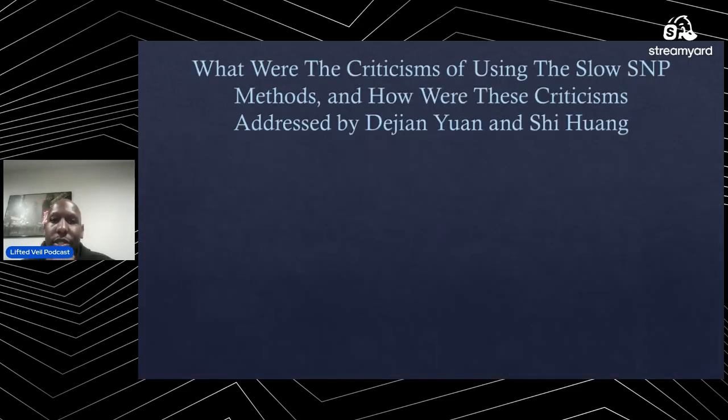What were the criticisms of using the fast S&P methods, and how were these criticisms addressed by Dijon Wan and Shi Wang?